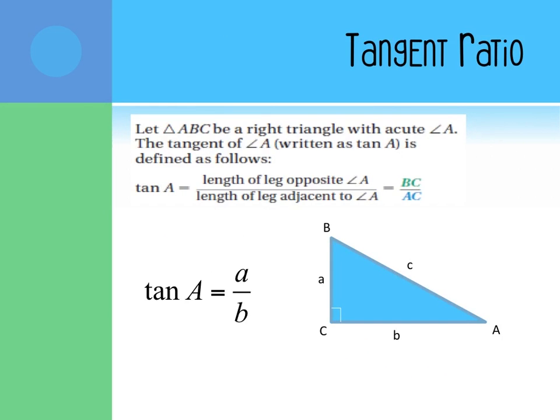So the first one is the tangent ratio. The tangent, if you've got a right triangle, in this case, this is saying let triangle ABC be a right triangle with acute angle A. The tangent of angle A is the leg opposite the angle over the leg adjacent to the angle. So tangent is opposite over adjacent.